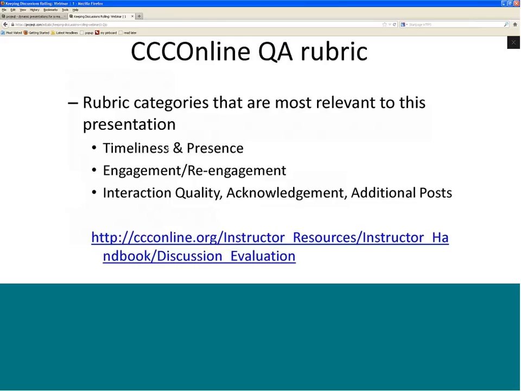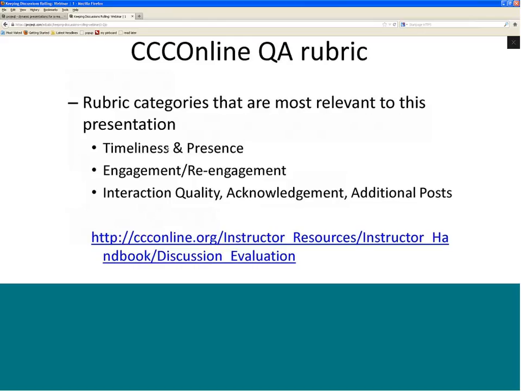Just as a refresher, for a mark of good, timeliness means that the instructor is usually responding to student posts within 48 hours. And then best practice is that it's very consistent. And then presence, again, a mark of good is that the instructor is regularly posting 3 separate days out of the week. So those are two categories that are, I think, of great relevance to this presentation. The best mark in presence is if the instructor posts 4 to 5 days a week, and certainly there are instructors who are posting every single day.